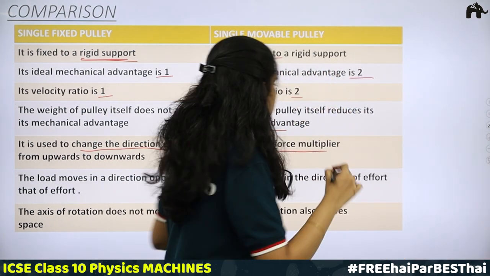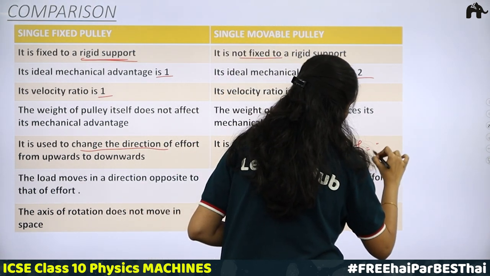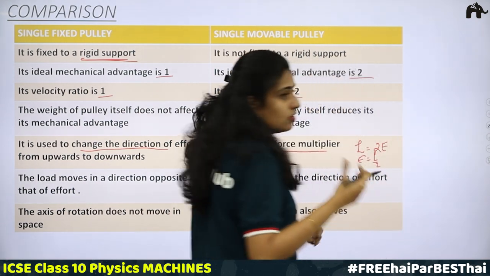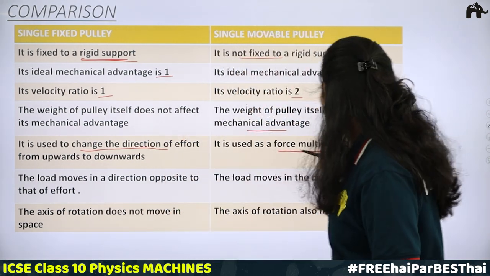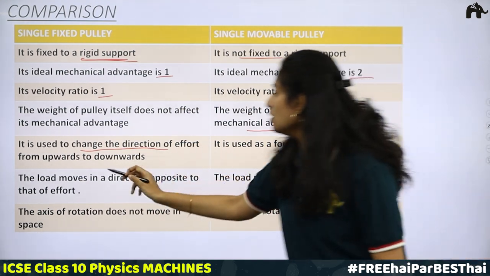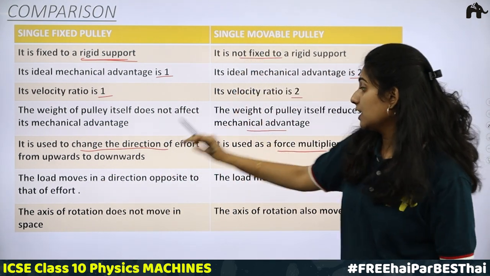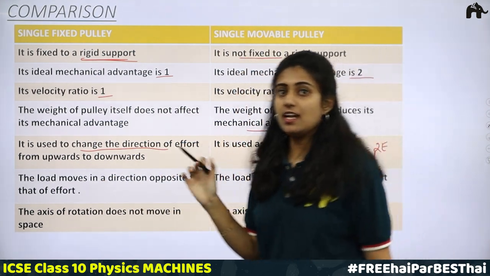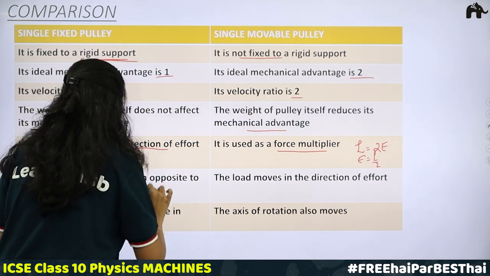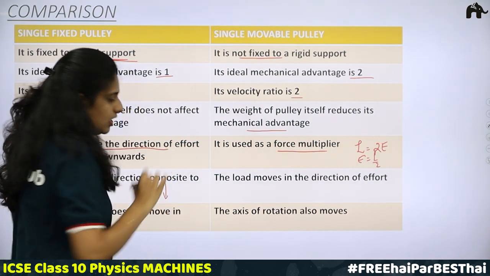We are getting the load equal to 2 times effort, which means effort is load divided by 2. Only half the load we have to apply as the effort. Next, the load moves in a direction opposite to that of effort. In the case of fixed pulley, we have seen in which direction the load is moving. Load is moving in the upward direction. Force, that is effort, is in the downward direction.